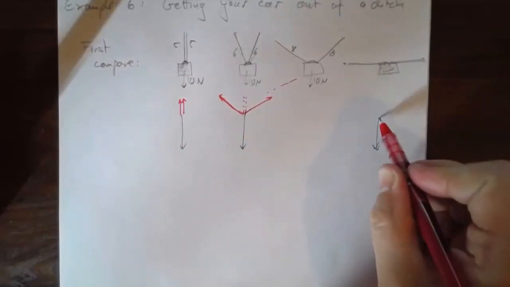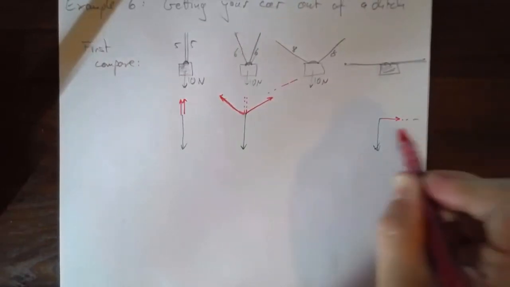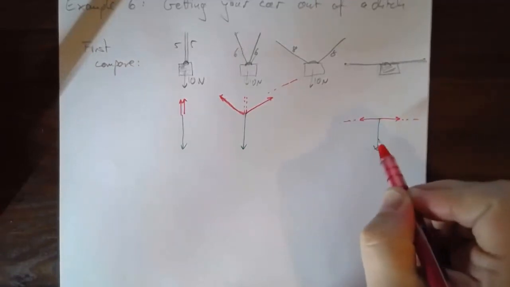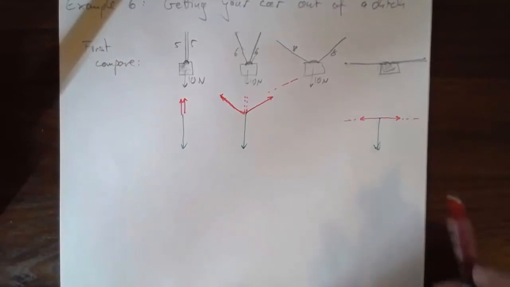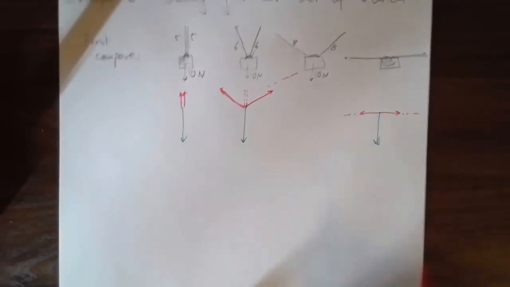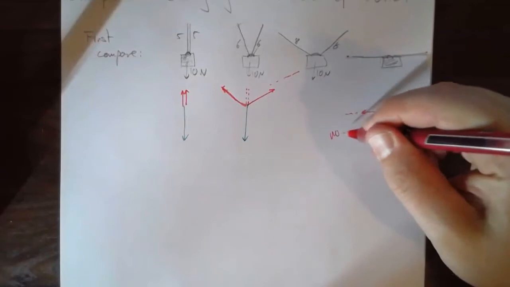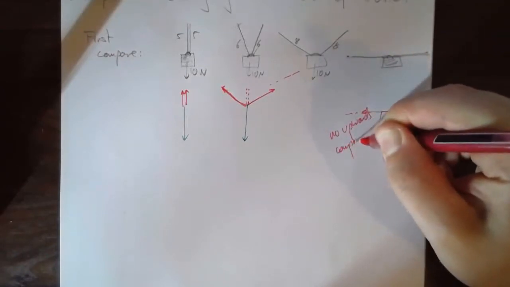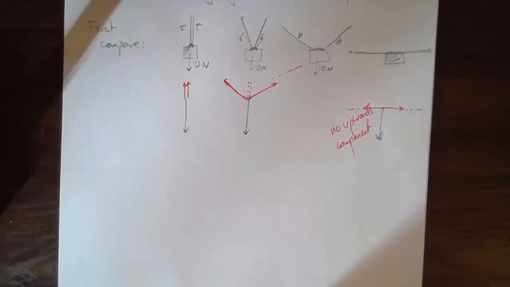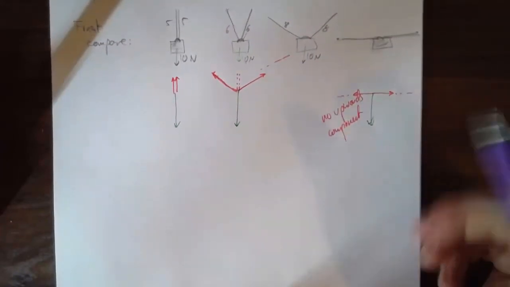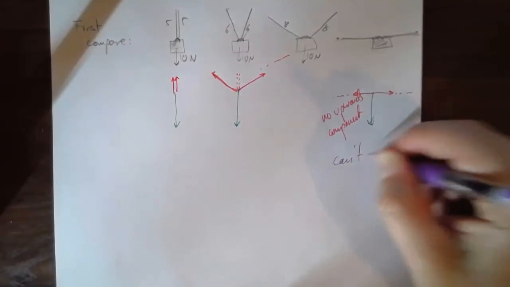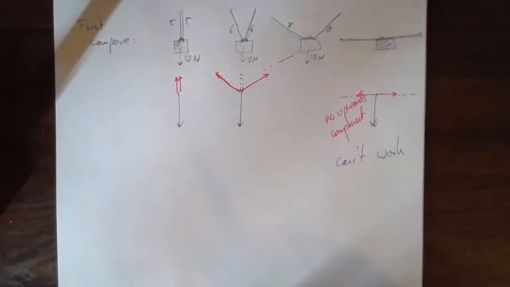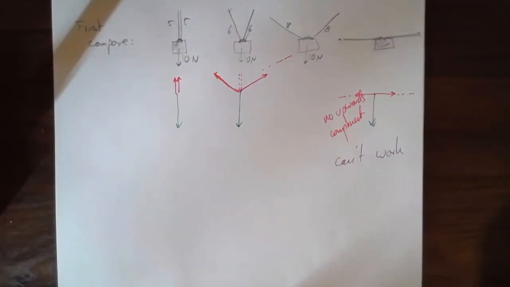So if this were like this, no matter how long the tension is, it can never cancel out this one here, because there's no upwards component. Right? So this situation simply can't work. You can't hang something from a perfectly horizontal string, no matter how hard you try.